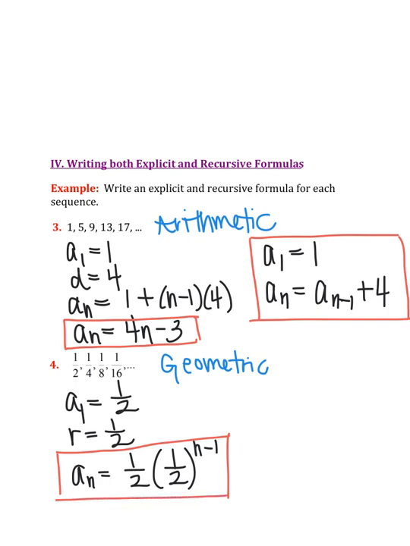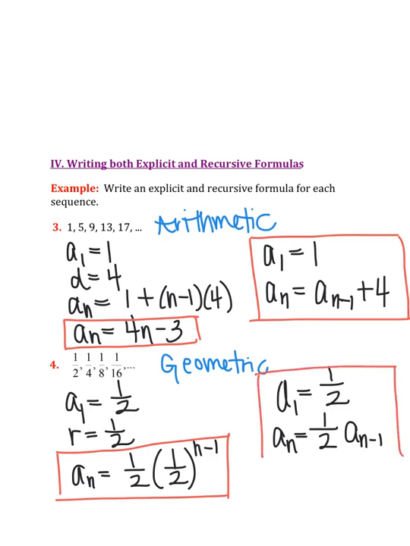And now my recursive formula, my first term is going to be 1/2, and then for any subsequent term, I'm going to take that term before, so I write that as a sub n minus 1, so that's saying take the term before it and multiply it by 1/2. So this entire piece then would be my recursive formula.